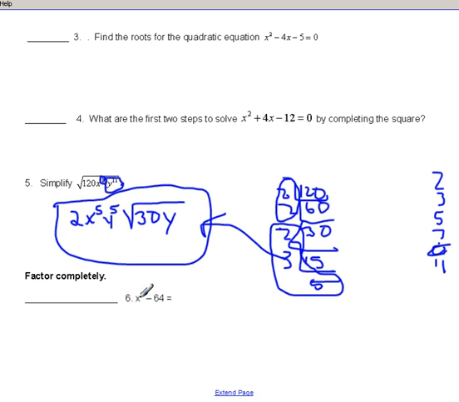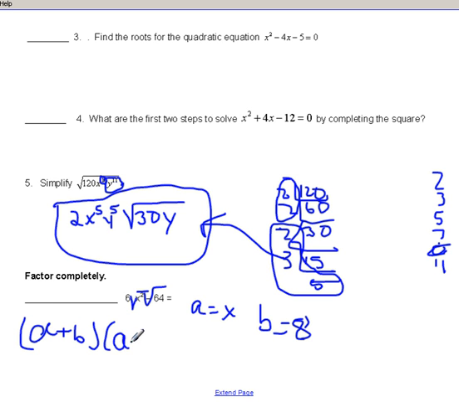Okay, the next one's perfect square. So to find your a, you take the square root of your first term. Square root of x squared is x. To find your b, you take the square root of the second term. Square root of 64 is 8. Well, this slate is something else. Okay, and then you have your formula is a plus b, a minus b. So you just plug those in. So your factors are x plus 8 and x minus 8.